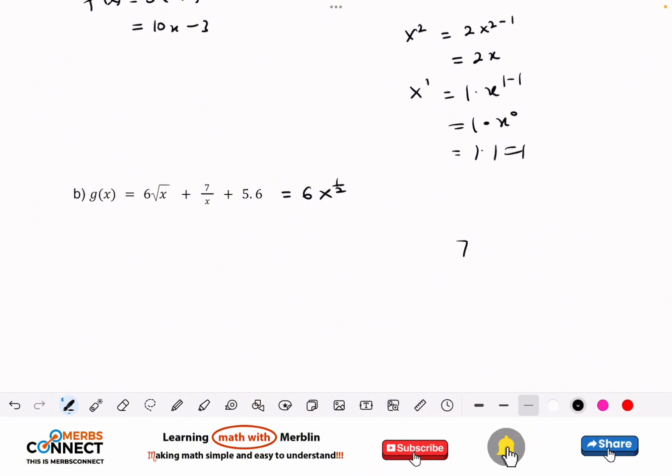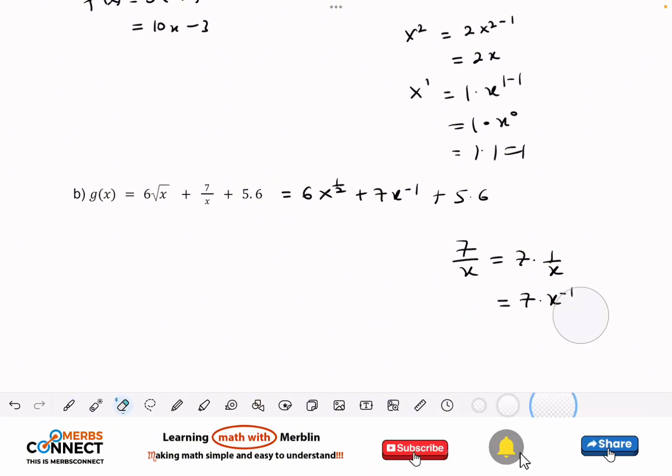I have 7 divided by x. This is the same as 7 times 1 over x, right? And I can write this one as 7 times x to the power minus 1. So I want to make sure that they are in the form of power, so that I can use the power rule to differentiate. So I can write this one as plus 7 times x to the power minus 1. I have my constant, 5.6 there. So that's what I can do.